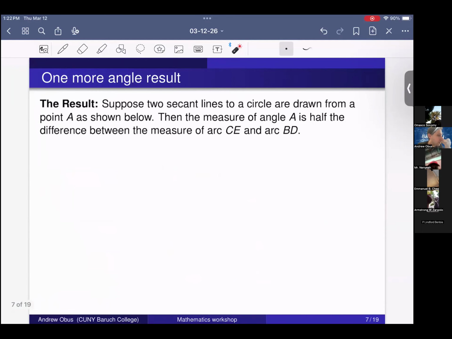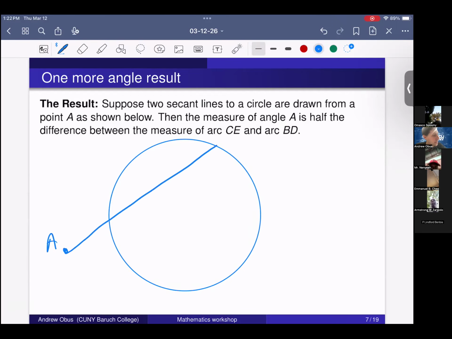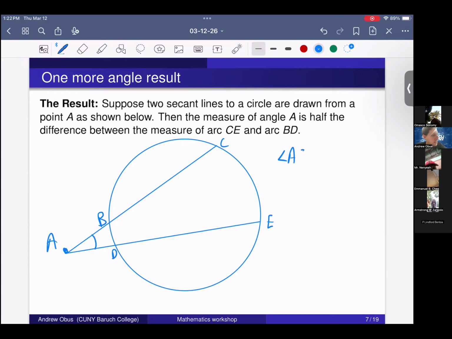Okay, let's move on. Yeah, so I wanted to do one more angle result. So suppose two secant, there's one more kind of angle result that we can do. So I'm going to draw a circle here, and I'm going to draw a point outside the circle, A, and I'm going to draw two secant lines to the circle like this. So if this is B and this is C, and then over here I'm going to draw this secant line, this is D and this is E, then what the theorem says is that the angle A is equal to half the difference between the measure of arc CE and arc BD. So measure of arc CE minus measure of arc BD.